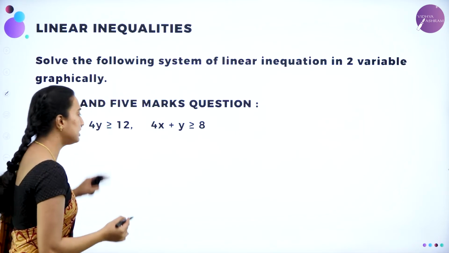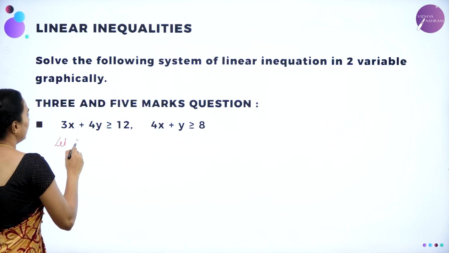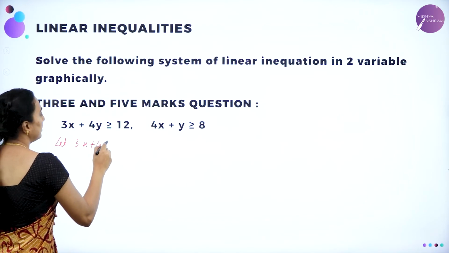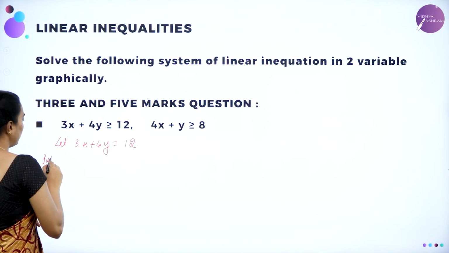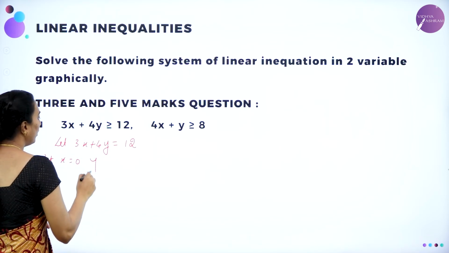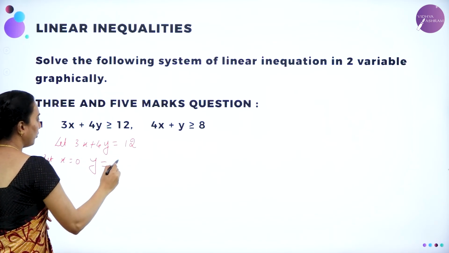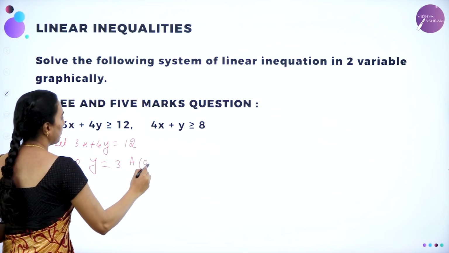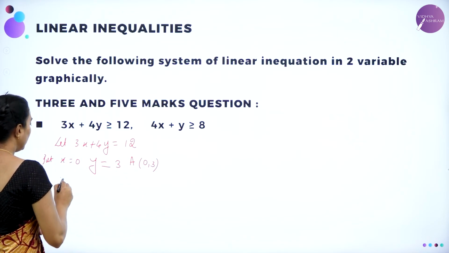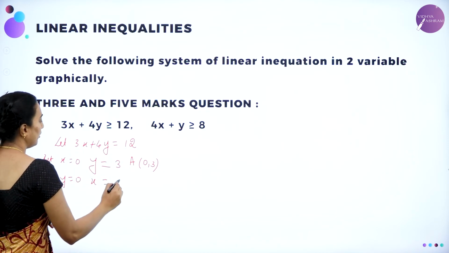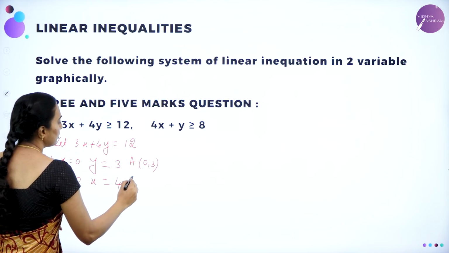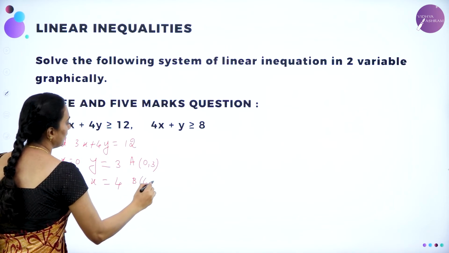Now, here, let 3x plus 4y is equal to 12. Now put x equal to 0. What y will be is equal to 4, 1s are 4, 3s are 12. So A of 0, 3 is a point. Now put y equal to 0. X will be is equal to 3, 1s are 3, 4s are 12. So B of 4, 0.